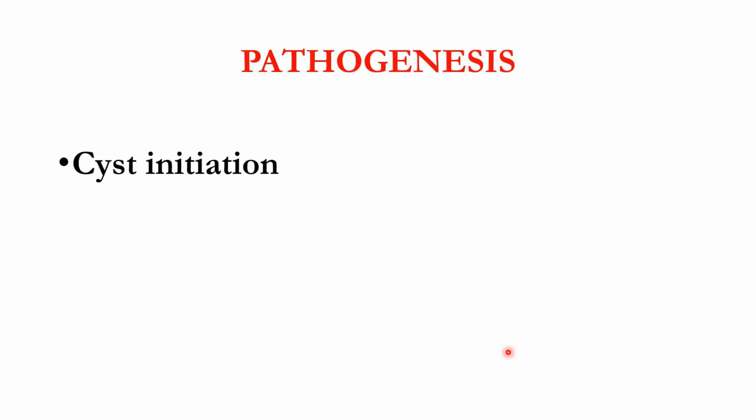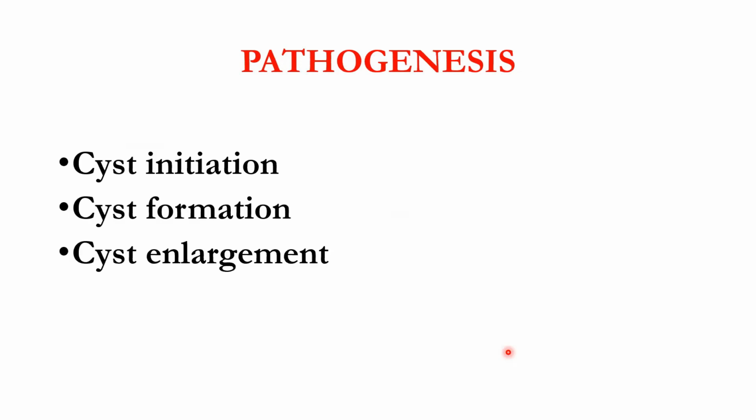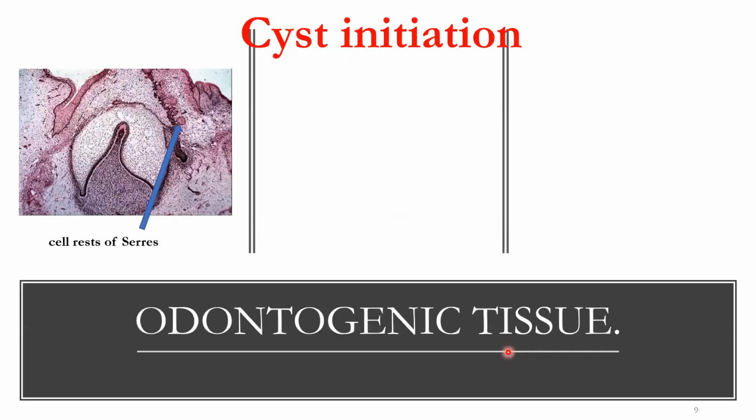Let's start with the pathogenesis. It is classified into three different steps or stages, you can call it: initiation of the cyst, that is starting, formation of the cyst, and enlargement of the cyst. So these are the three stages of the pathogenesis of a cyst, or how a cyst is formed. The cyst initiation is mainly by the cell rests.